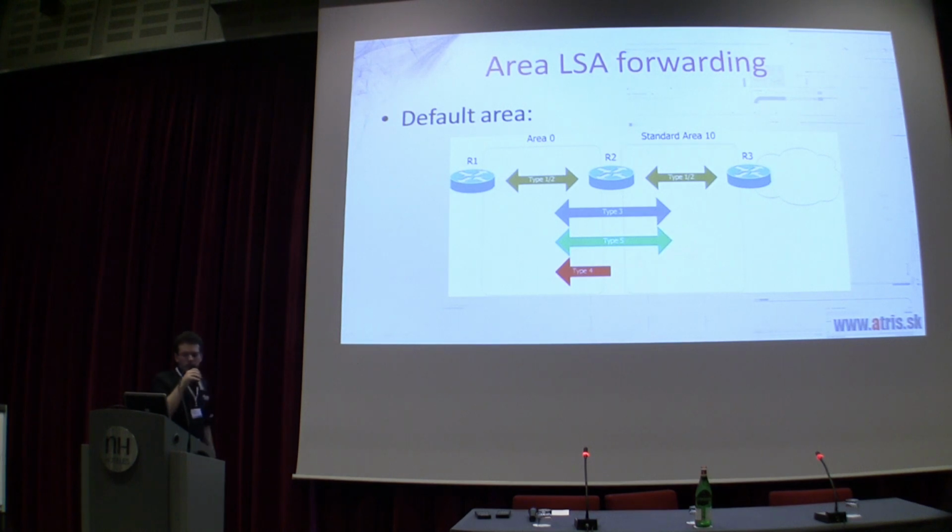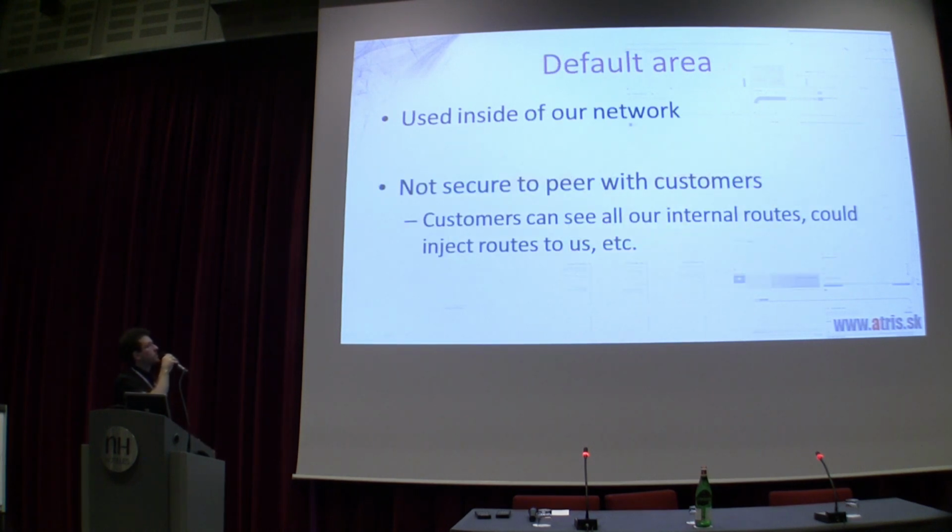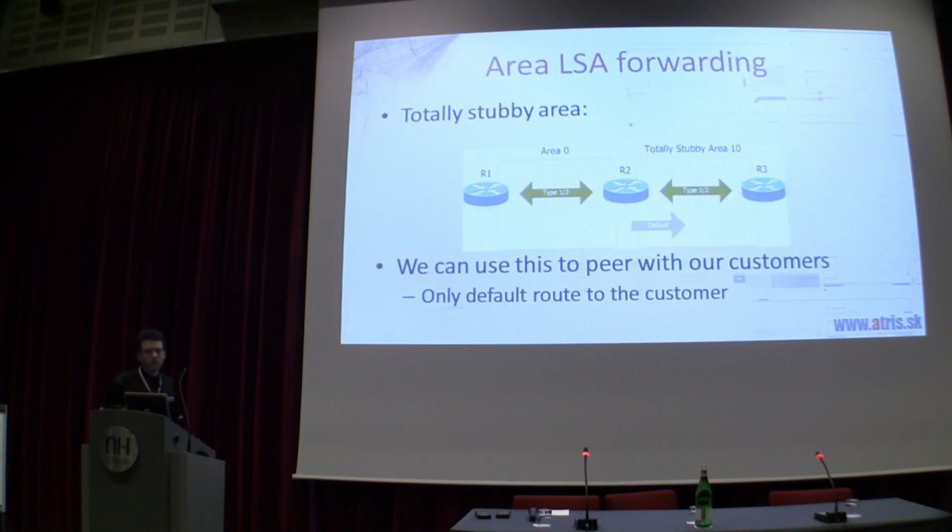And for the default area, for all of our provider routers, that's completely fine. It's used inside of our network. All our topology knows its IP addresses, all the prefixes, and how to reach them, and that's good. But this is not secure at all to peer with our customers. Customers could see all our internal routes, all our internal subnets, all the IP addresses which are used, which are not used, etc. And our customers could even inject routes into our routing tables, which is not a good idea at all. So the default area is completely fine for our routers communicating with each other, but for peering with our customers, we need something else.